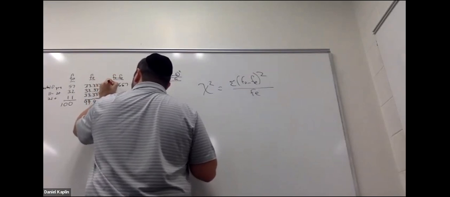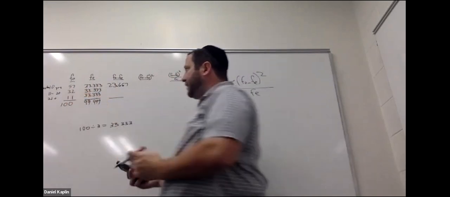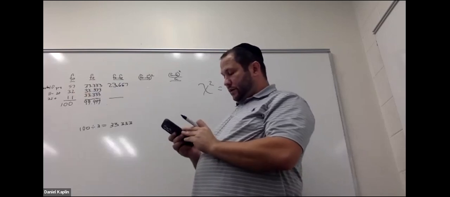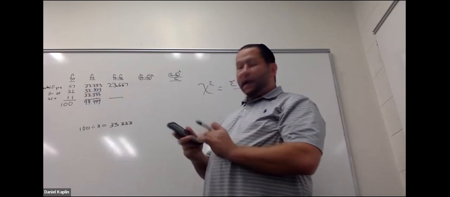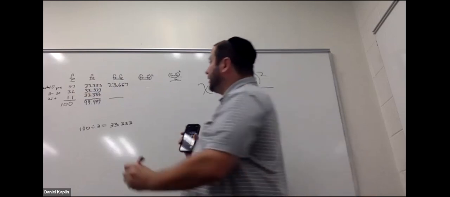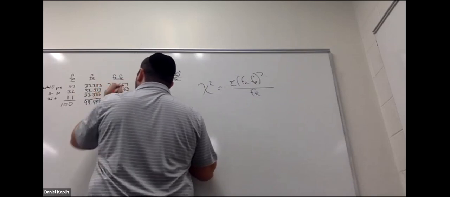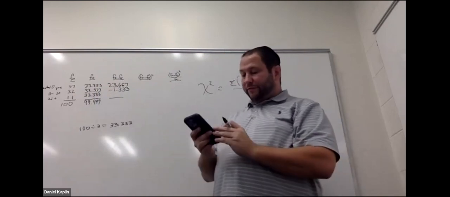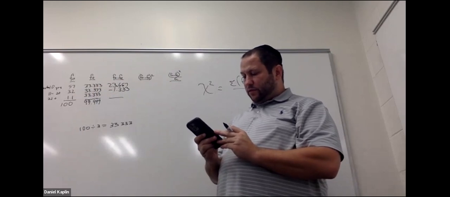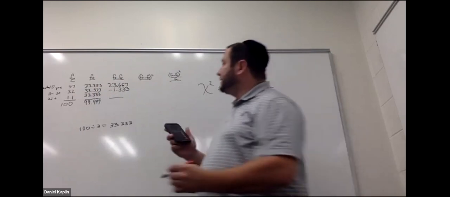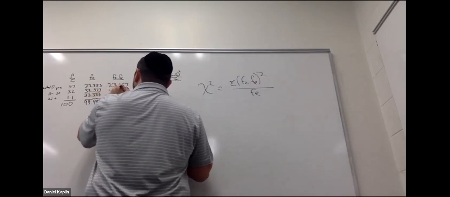And that's going to give me a number of 23.667, right? Then I'm going to do the same thing because we're subtracting FO minus FE. The next one I'm going to do 32 minus 33.333. And then I'm going to get a negative 1.33. And then I'm going to do the same thing with my final one, 11 minus 33.333 gives me minus 22.333.